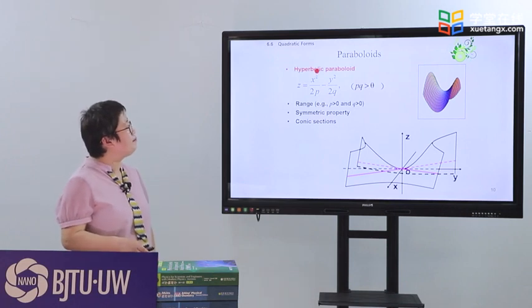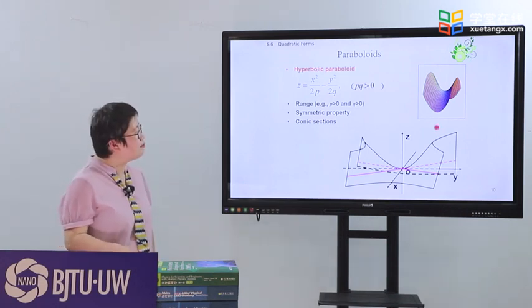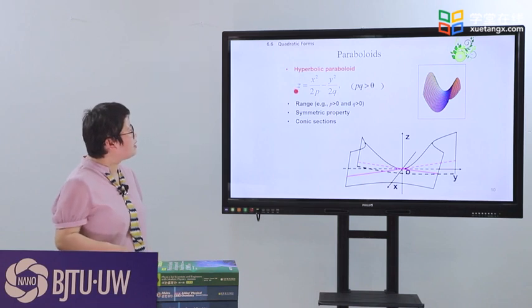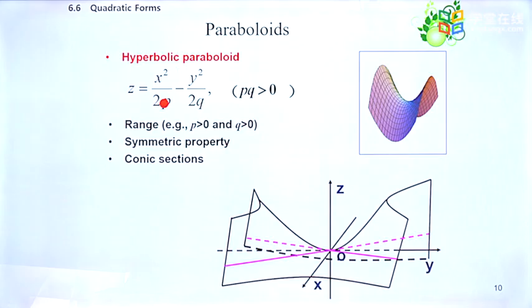And this is a hyperbolic paraboloid. The hyperbolic paraboloid is like this: z equals x power 2 divided by 2p minus y power 2 divided by 2q. Here we also require pq greater than 0. So you can see the range of these different coordinates. x can tend to infinity, y can tend to infinity, and z can also tend to infinity, from minus infinity to infinity. And you can see its symmetric property.